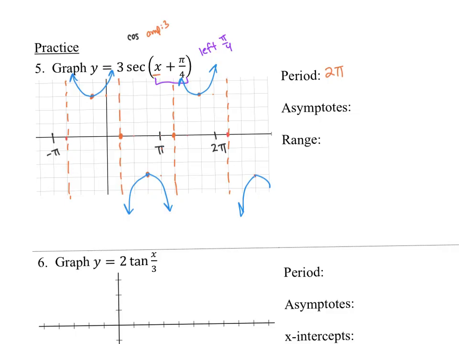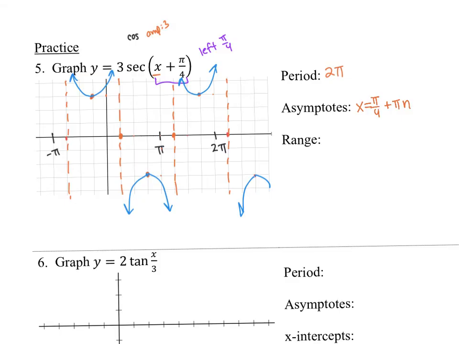Parentheses x plus pi over 4. Okay, now I'm going to look at the asymptotes and the range. Where are the asymptotes? There's one here. What is this? This is 1, 2, 3, 4. That's at pi over 4. But there's 2 asymptotes per period, so every pi n, there's another asymptote. n is an integer. I'm going to assume that to be true, so I'm not going to bother writing it anymore.